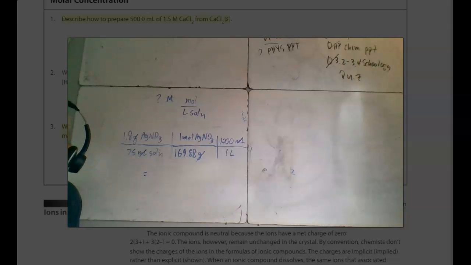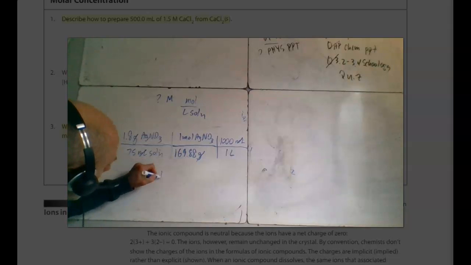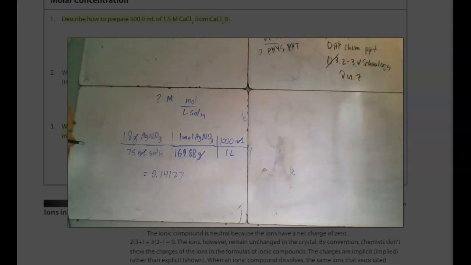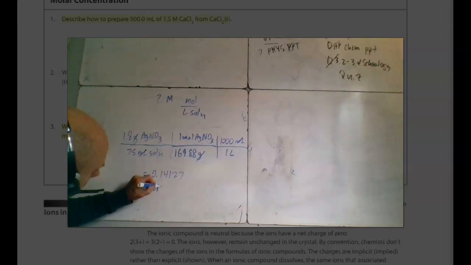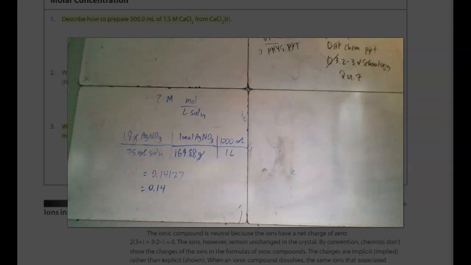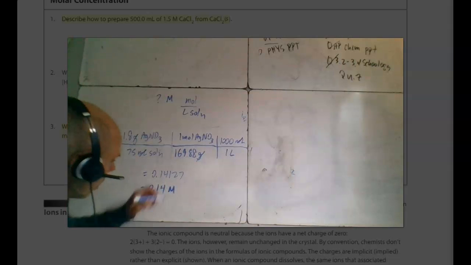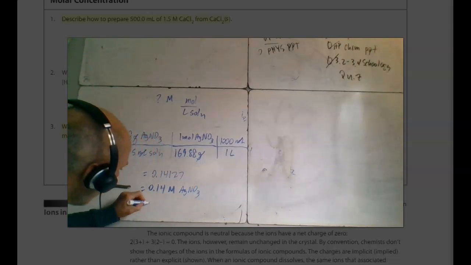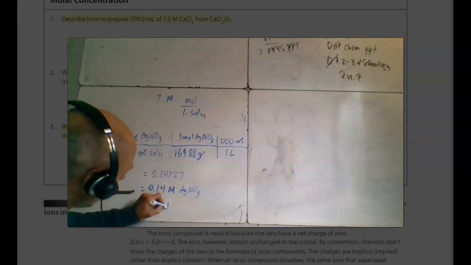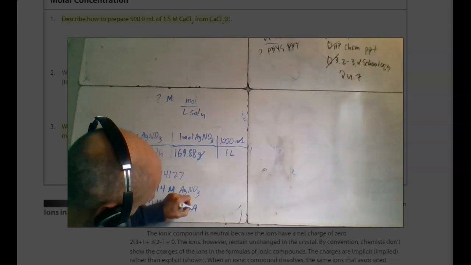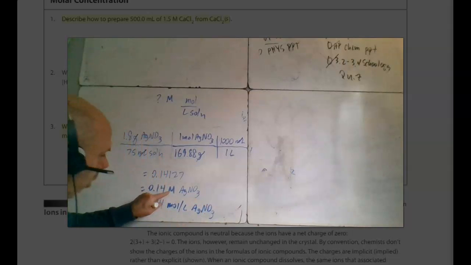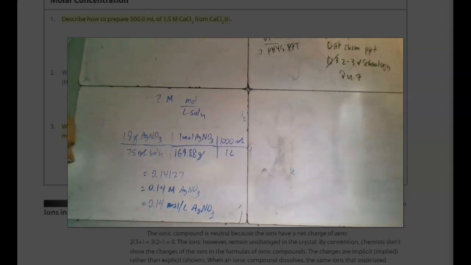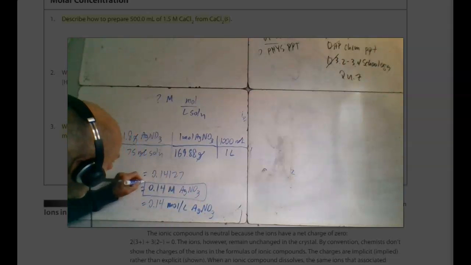And I get 0.14127 moles per liter. Looks like I need to round it to 2 sig figs: 0.14. Got a couple options at this point. I can just write capital M, because capital M means moles per liter, means molar concentration, AgNO3. Or I could have written 0.14 moles per liter of AgNO3. It's more conventional, though, to use capital M, knowing that it means moles per liter. So there we are. There's our final answer.